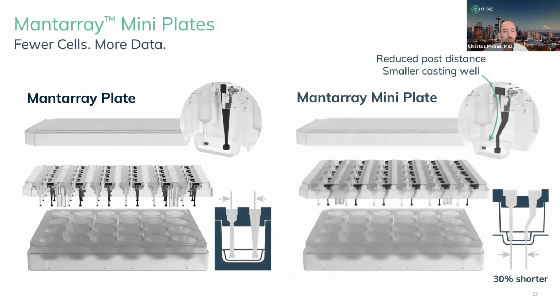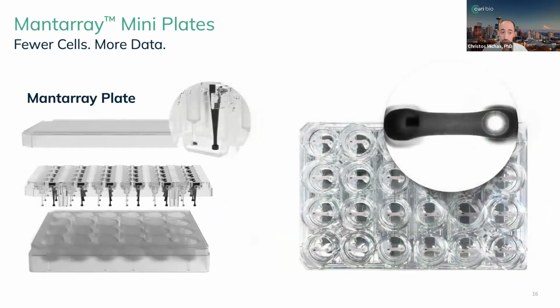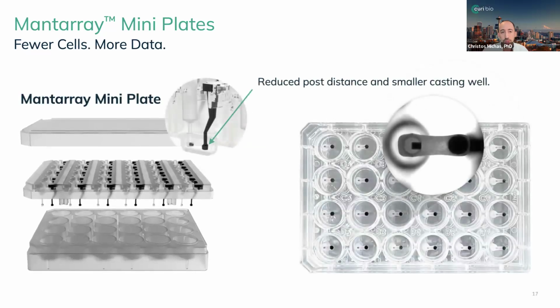Therefore, Curi Bio is introducing the Mantarray Mini Plate. By reducing the post distance by 30% and reducing also the volume of the casting well, you go from tissues that look like this in the Mantarray plate to this in the Mantarray Mini Plate. And so similar shape, but smaller size.